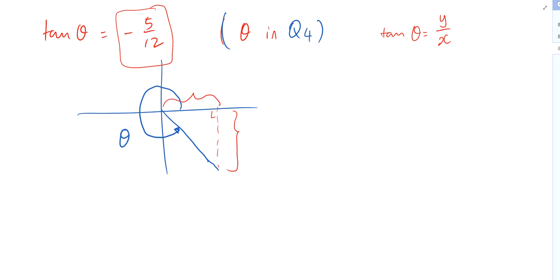Are you all sure? Are you sure this is 5 and this is negative 12? Which one is in the numerator? What is in the numerator? The y value, right? So what does that tell you about the y value, the numerator? It should be negative 5 over here.